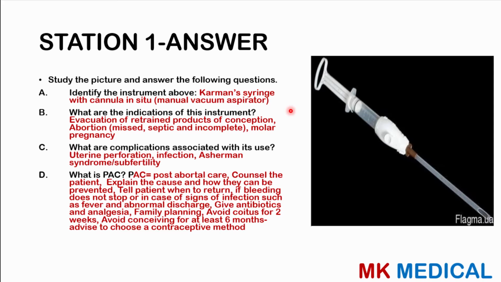So obviously you counsel the patient, you explain the cause and how they can be prevented. You tell the patient when to return, and if the bleeding doesn't stop, or in cases of them having signs of infections such as a fever or an abnormal discharge. You also give them antibiotics and analgesia, offer them some family planning, tell them to avoid coitus for at least 2 weeks and avoid conceiving for at least 6 months. Also advise them to choose an effective contraceptive method.